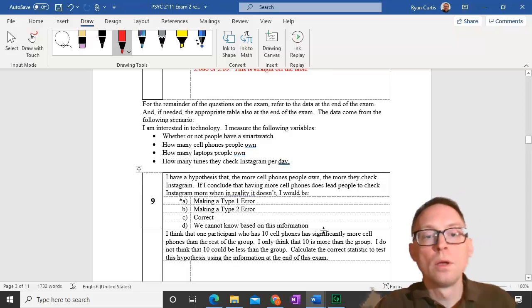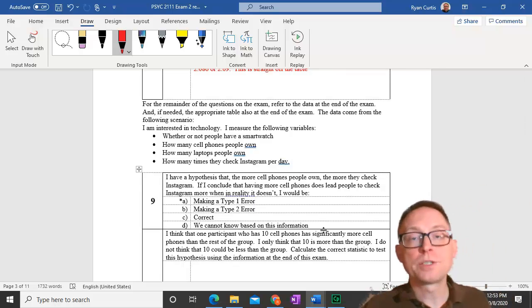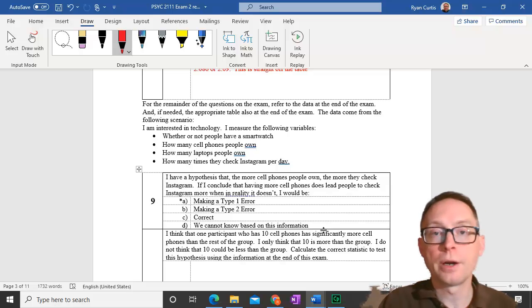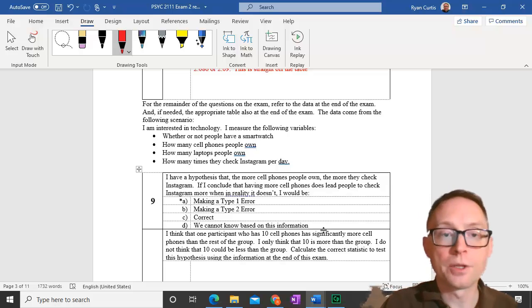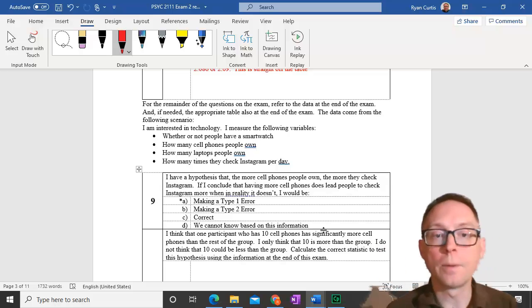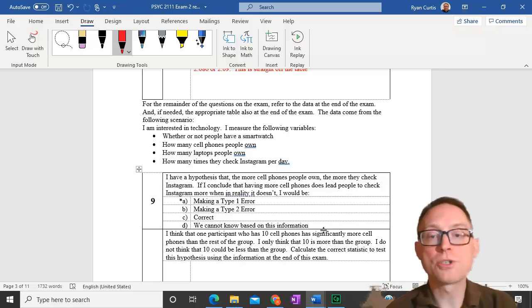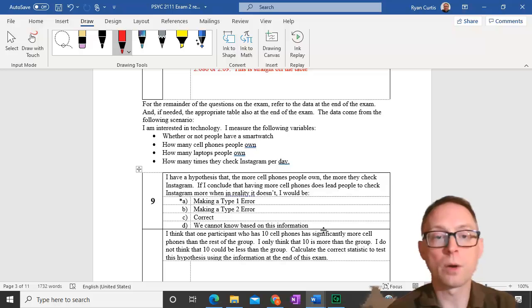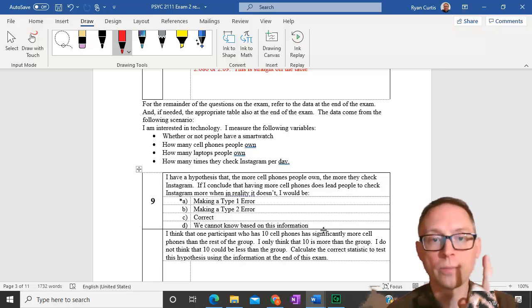Question 9. Now, for the remainder of the questions that we're going to talk about on this exam, we need to look at a scenario. So I gave you data, and here's the scenario. The scenario is that I'm interested in technology. I measure all the variables. The variables are whether or not people have a smartwatch, yes or no. How many cell phones they own, how many laptops they own, how many times they check Instagram per day.